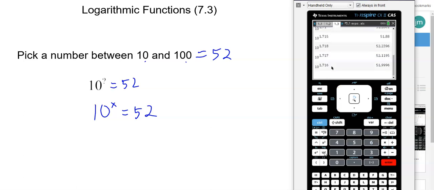6. Ooh, that's too small, but we're getting close. It's between 1.716 and 1.717. So I'm going to say 6. Oh, I'm so close. I'm going to say 630. Too high. 6.1. Too high.